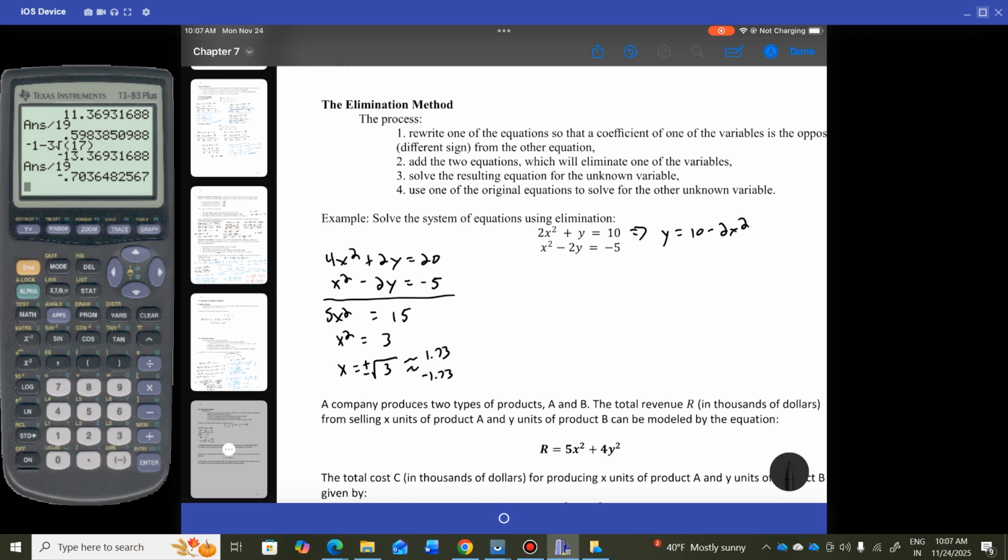Now, no matter what you plug in, negative or positive square root of 3, when you're squaring it, you're going to just get 3. So both cases will end up with 10 minus 2 times 3, which is going to be 6. So 10 minus 6 is 4. And so your solutions here are square root of 3, 4, and negative square root of 3, 4.